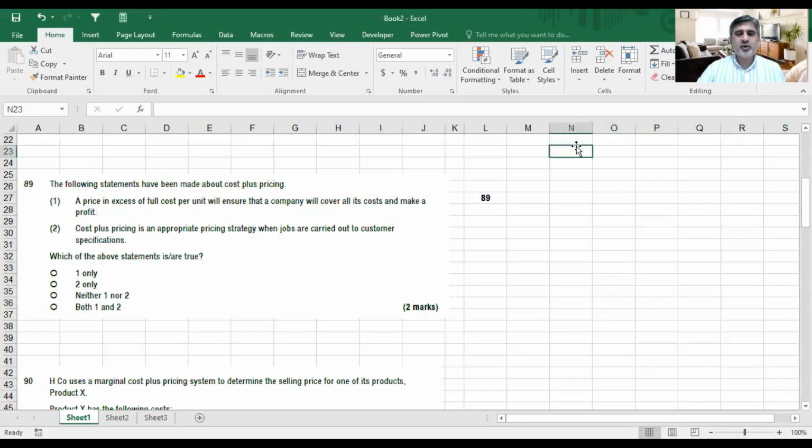So you say that my full cost, let's suppose, full cost means absorption cost, okay? You say my full cost is $50 and then I put my markup, let's suppose 30%, which is 15. And I put my selling price as $65, okay? So it says that a price in excess of full cost, the price which is 65, which is in excess of full cost 50, will ensure that the company will recover all its cost and make a profit. Is it true or false?